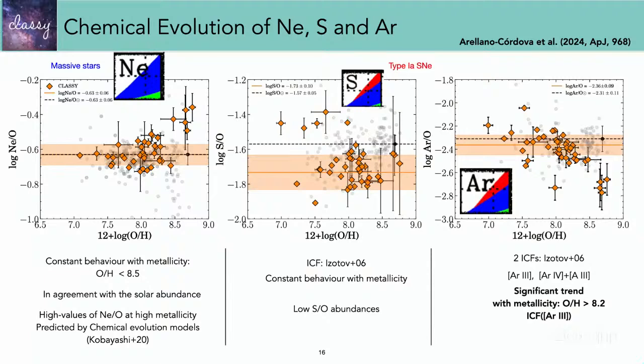And sulfur and argon are a little bit more complicated. But what we found is that this is a solar thing, and we have solar values of sulfur for CLASSY galaxies. And we still don't know what will happen. We think that it could be the ICF or a contribution from a different enrichment scenario. This is still not clear. There are other previous works that show that maybe it could be another source like Type Ia supernovae, but this is still not clear.